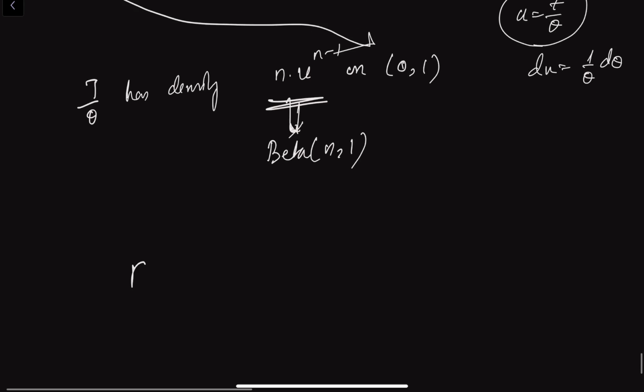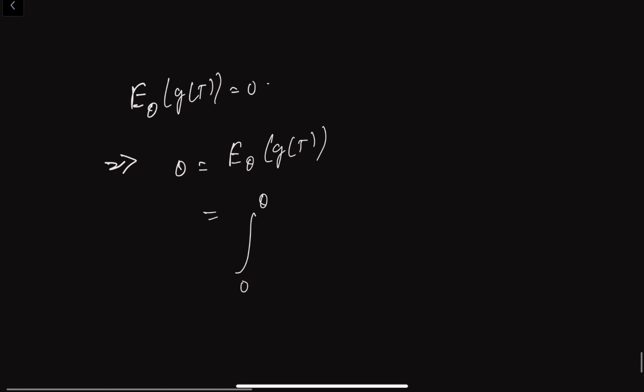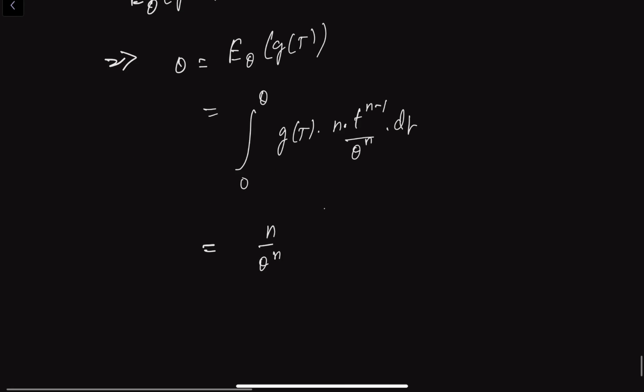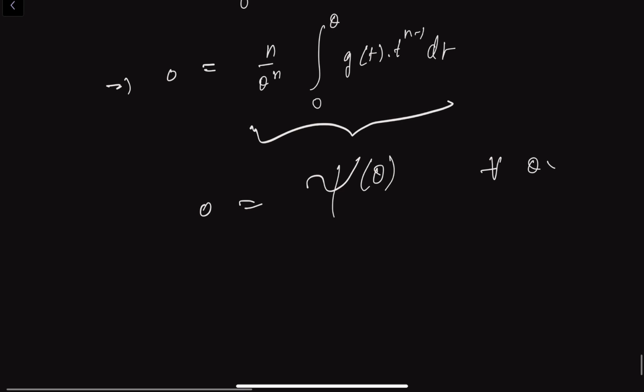Now to check the completeness, suppose the expectation of z of t is 0. This is the integral from 0 to theta of z of t into n into t to the power n minus 1 by theta to the power n dt, which is n by theta to the power n times the integral from 0 to theta of z of t into t to the power n minus 1 dt. This is a function of theta, and it is 0 for all theta greater than 0.